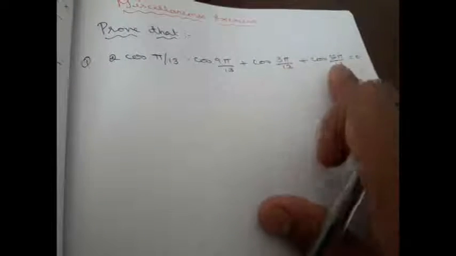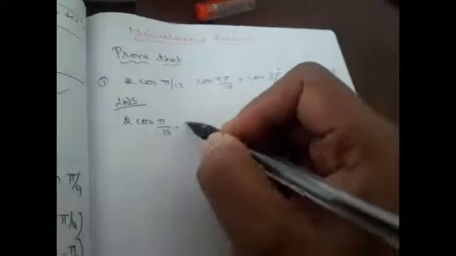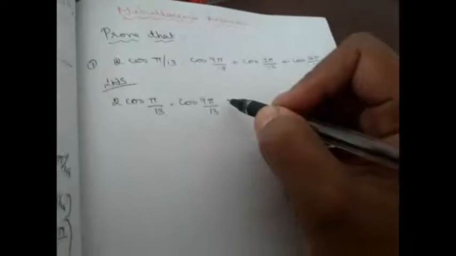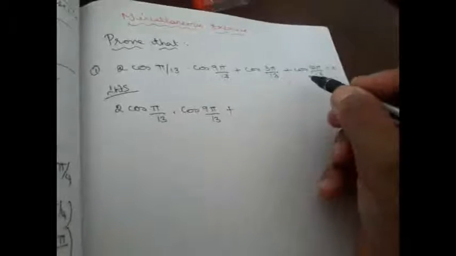When you have a sum of two terms, immediately you have to go for the identity. So cos C plus cos D is nothing but 2 cos C cos D. First we will use that identity. We take our left hand side, 2 cos pi by 13 into cos 9 pi by 13. We retain these two terms as such, and here we apply the formula for cos C plus cos D.